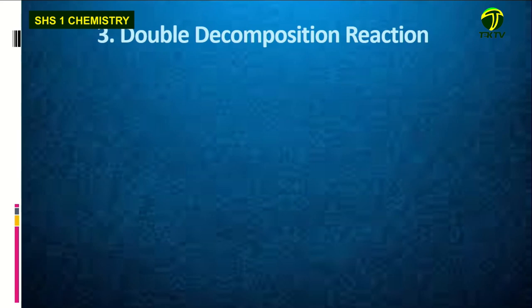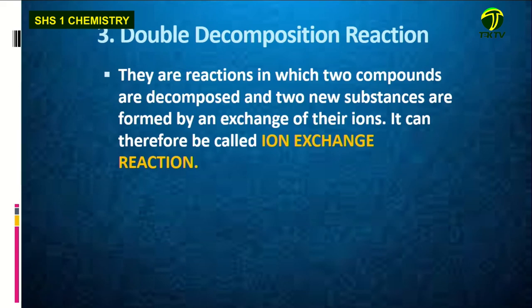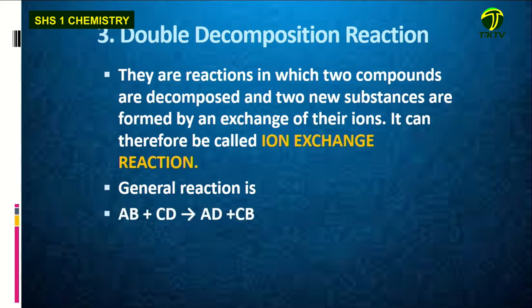Double decomposition. If you look at decomposition and double, you think that it is breaking two times. No. Double decomposition has another name we call ion exchange. It is a reaction where two compounds break and they exchange their ions. The cation of one will take the anion of the other. Generally, when we have a reaction like this, AB plus CD, the A will take the D to form AD.